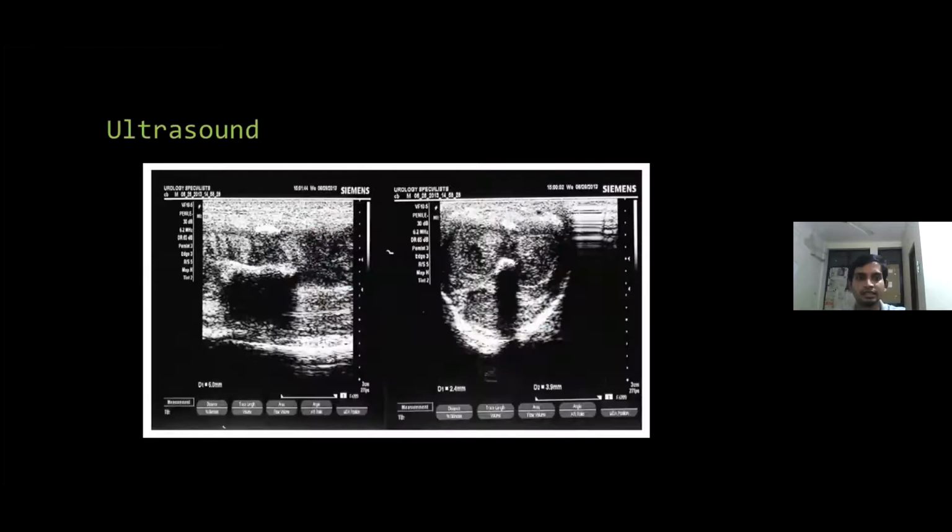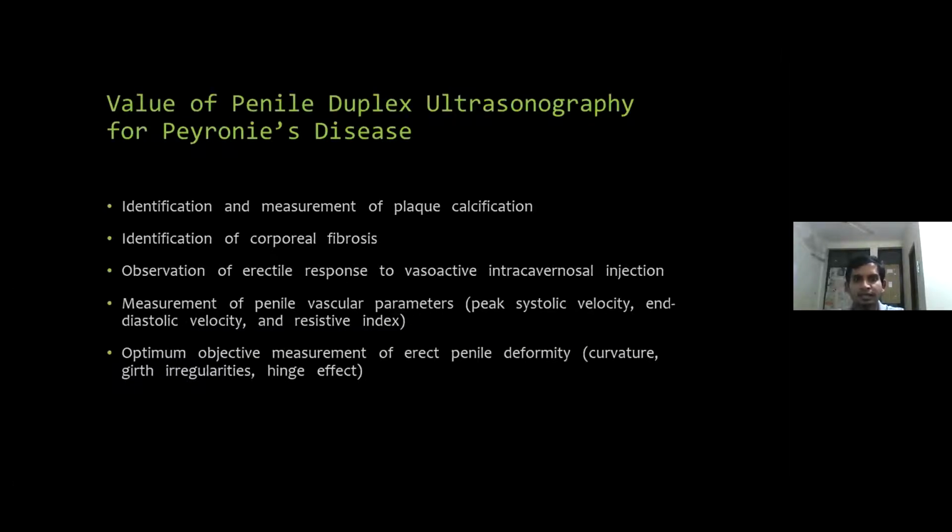This is the initial assessment of the penis. We can assess with an ultrasound scan. We can detect the plaque in the tunica, and it shows posterior acoustic shadowing with the plaque. Duplex ultrasonography is also important in Peyronie's disease because these people have erectile dysfunction, so assessment of penile vascular parameters is important to detect whether the patient also has erectile dysfunction.